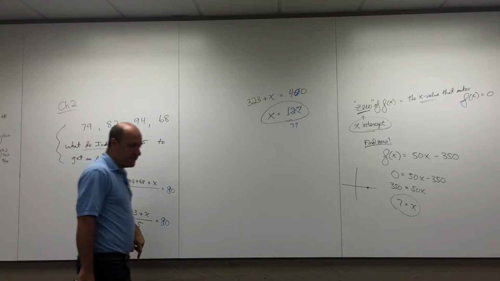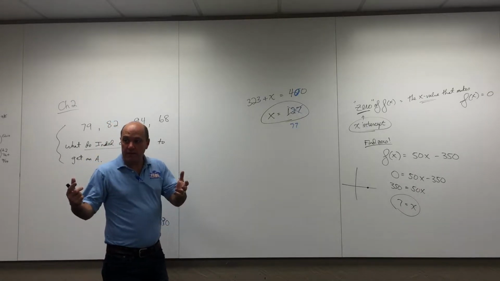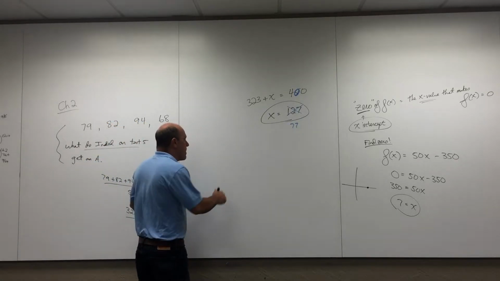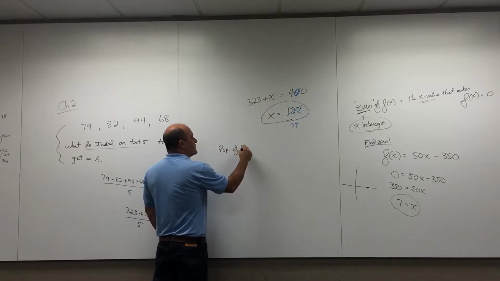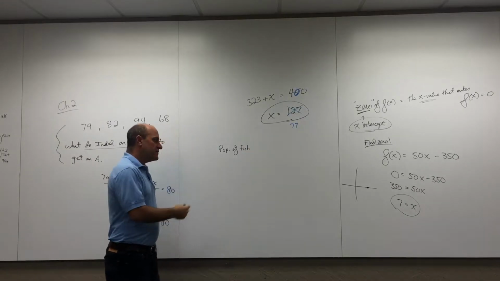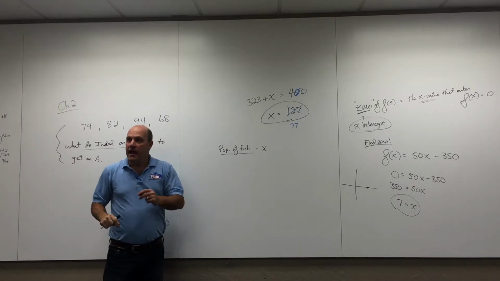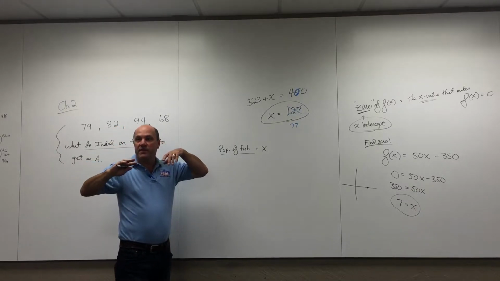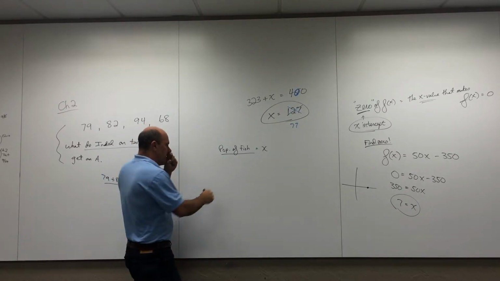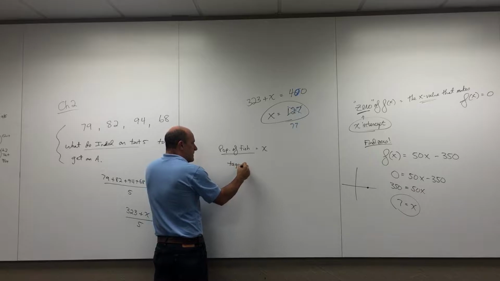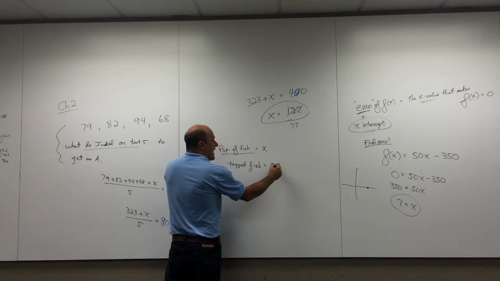Here's another word problem that I saw. I'm trying to find the population of fish in a lake. I'm going to call that X for a second. I went out to that lake and I caught 50 fish and tagged them. I tagged them all, so there's 50 fish tagged. I put them back, and they're nice and healthy. So in that lake, there's 50 tagged fish.